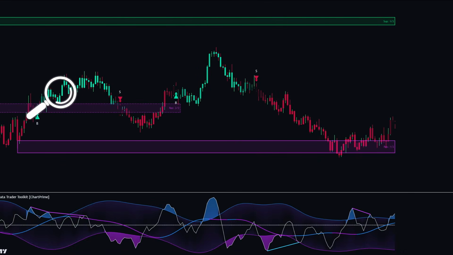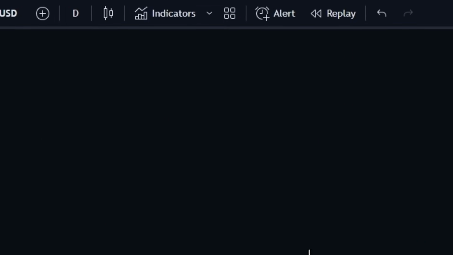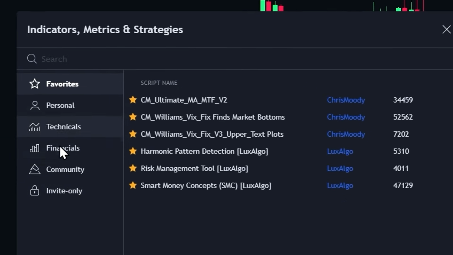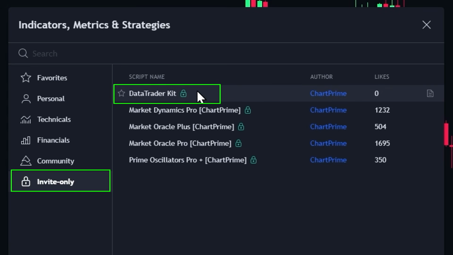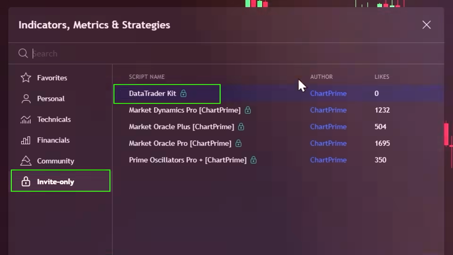Now, I'm going to be teaching you how to use the indicators to get the best results. So let's see how it performs in a real trade example. To start, once you've got the indicator, you want to go to the indicator section on Tradingview, go to Invite Only, and the Data Trader kit should automatically be there. Now select it to activate the indicator.